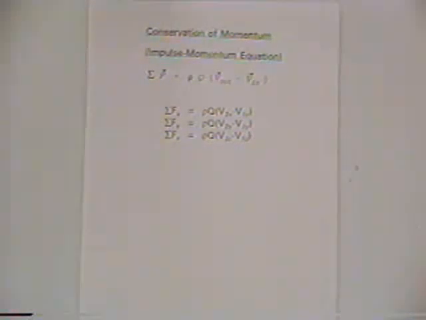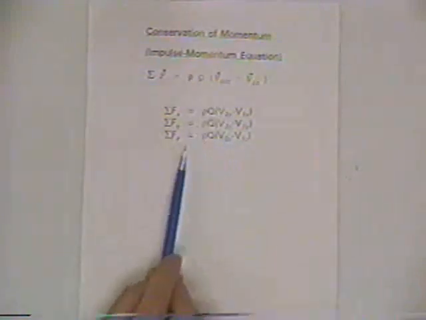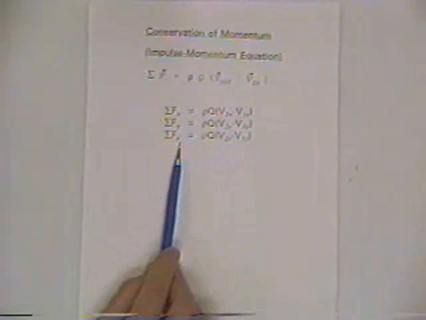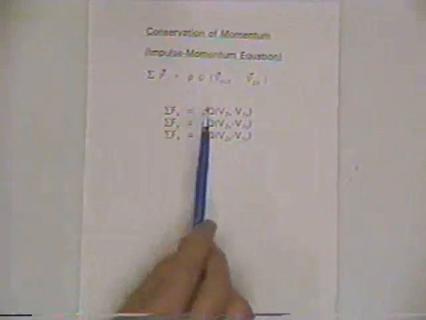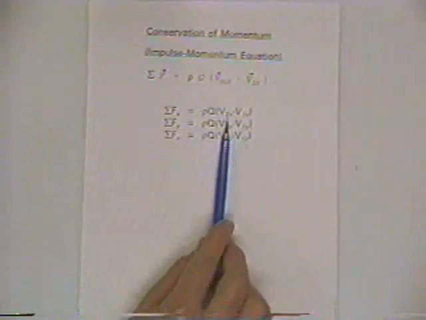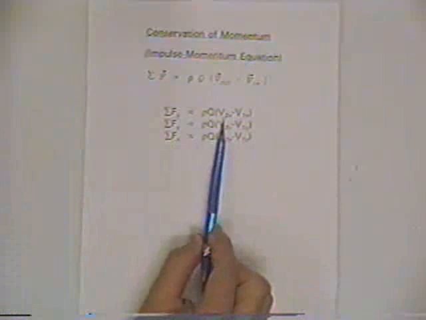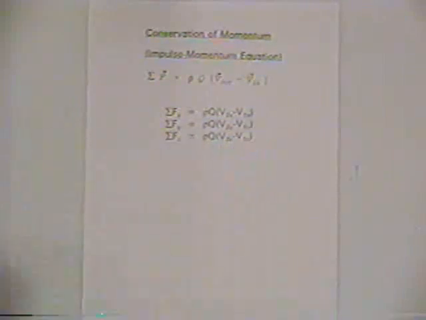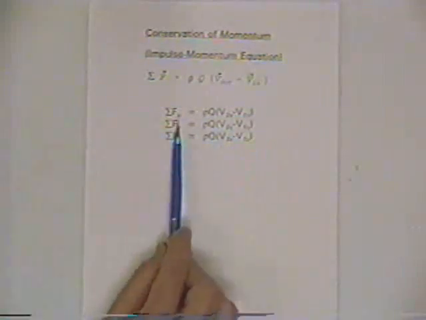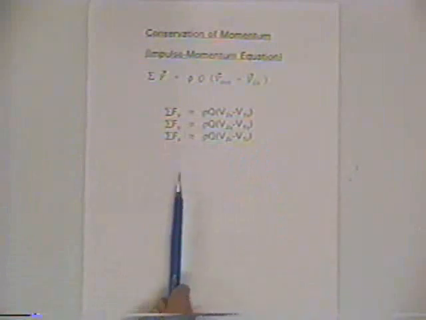And since force and velocities have directions as well as magnitudes, they're vectors, we can write this equation in the 3 dimensions of the coordinate system. Right? The sum of the forces in the x direction is the density times the flow rate times the velocity out, which we can write as velocity 2 minus velocity 1, the velocity into the control volume, in the x direction, in the y direction, and in the z direction.